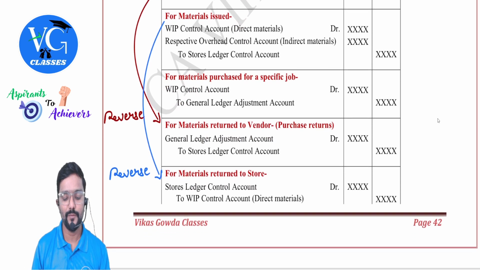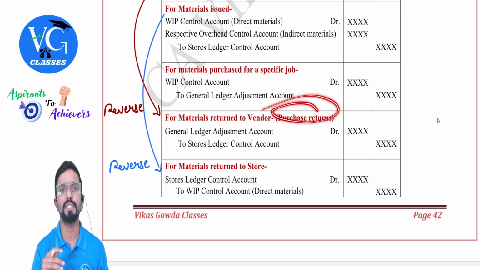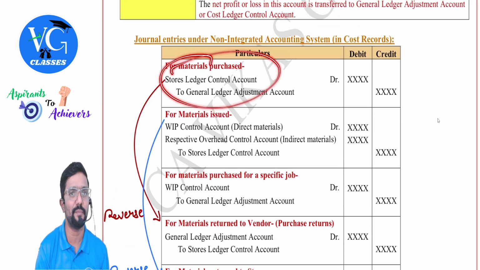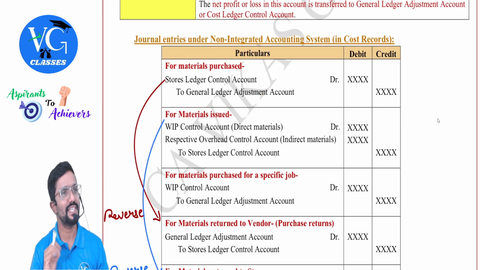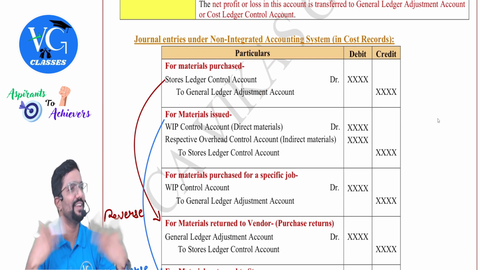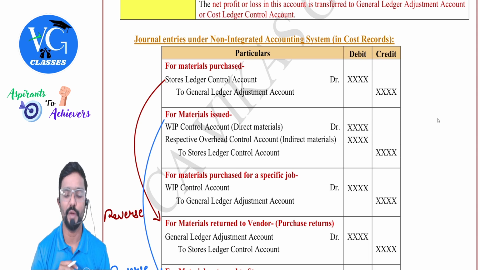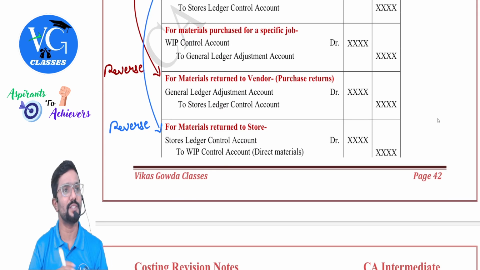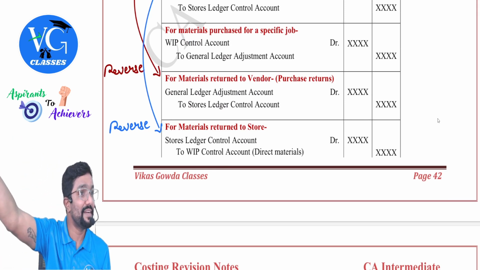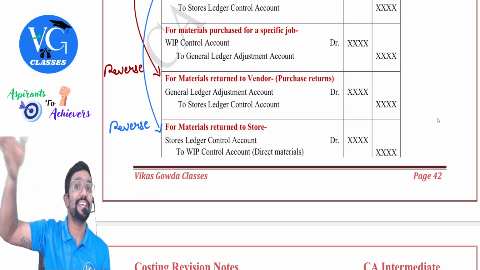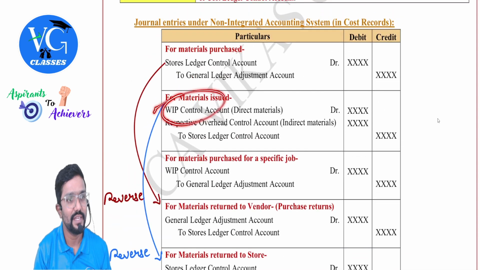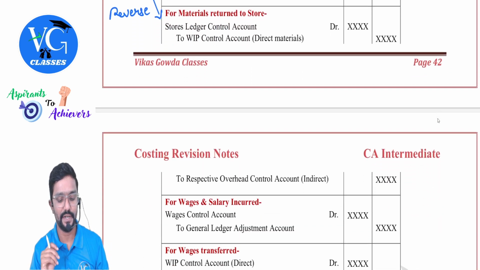Then, if any materials are returned to the vendor, which is purchase returns, when you purchase, what is the entry you pass? Stores, general ledger. Just reverse it, because what came in is again going out. Then, sir, what if materials are returned to store? It means the production department is giving back to store. Who is taking care of production here? WIP. So whatever I issued is coming back. So pass a reverse entry.